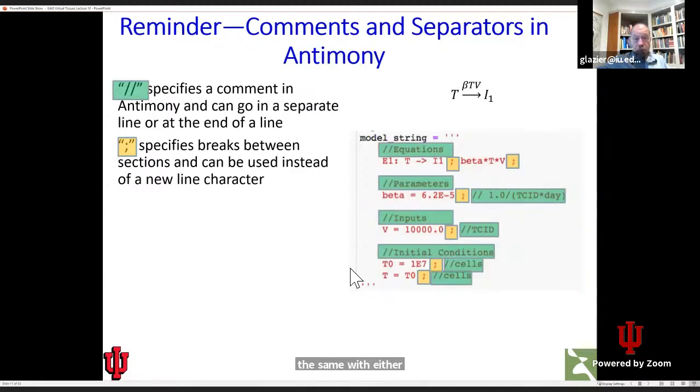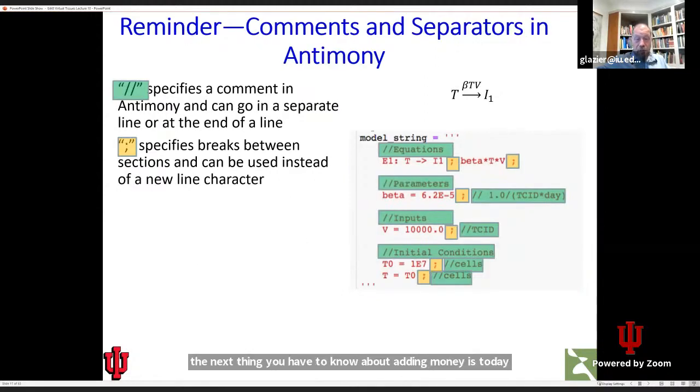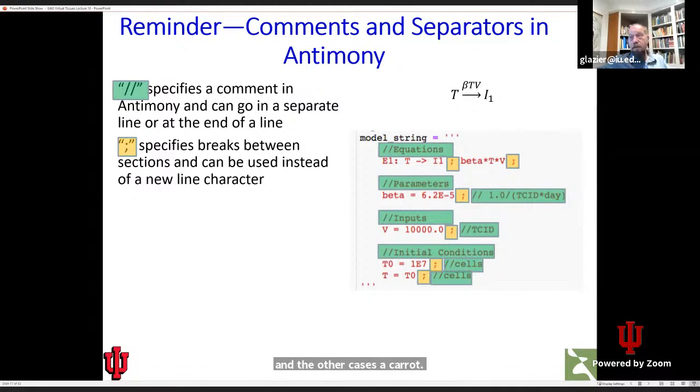One of the things about Antimony is that some of its conventions are somewhat different from those for Python. For example, exponentiation in one case is a double star, and in the other case is a caret. The comment character is different between Antimony and Python. In Python, we're used to hash for comments. Antimony uses the double slash for comments.